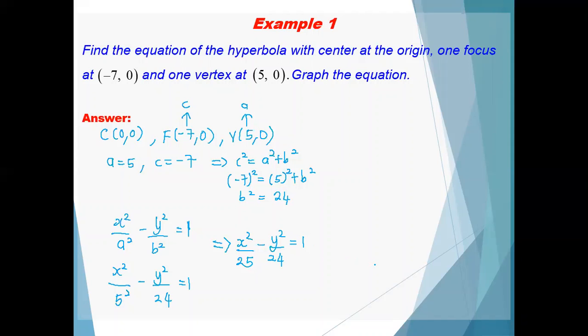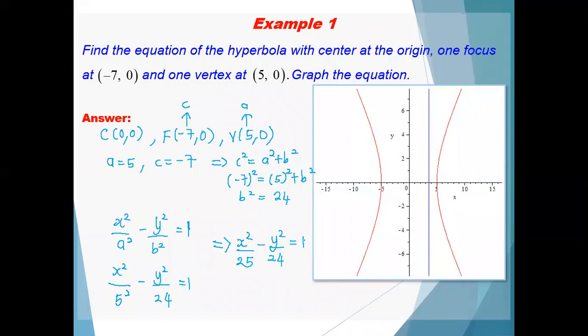So we move to the second part, sketch the graph. The vertex is at 5, 0 and -5, 0.